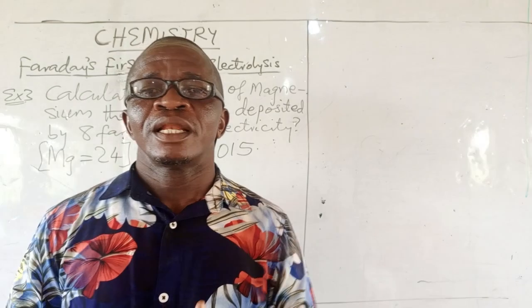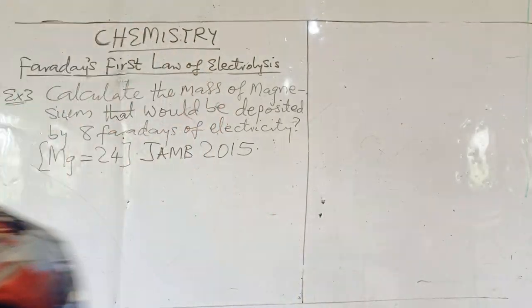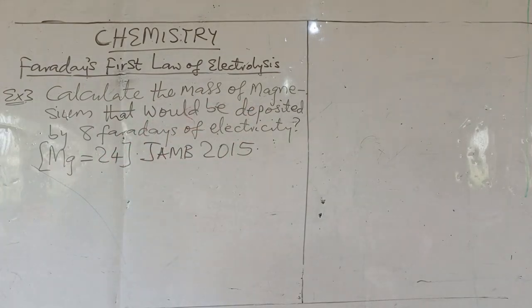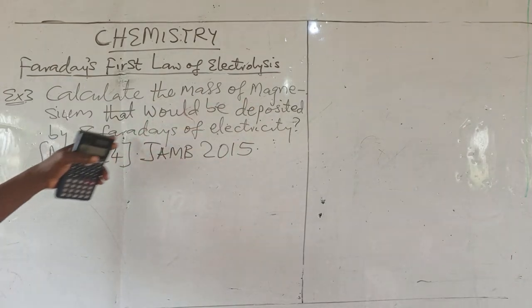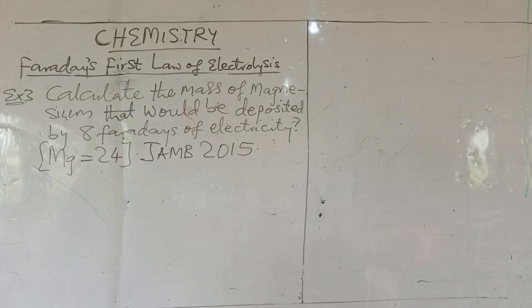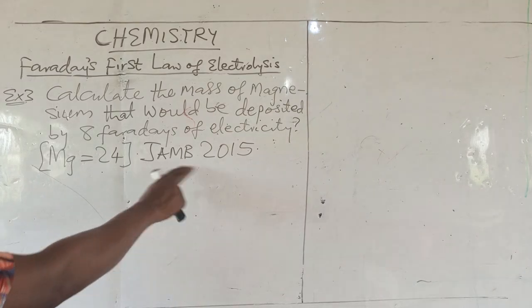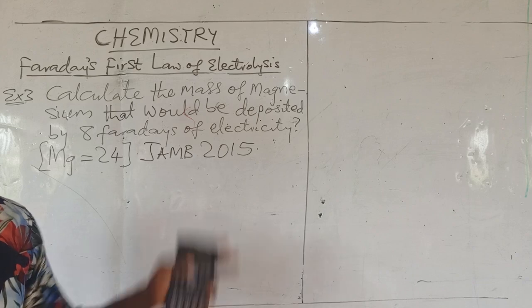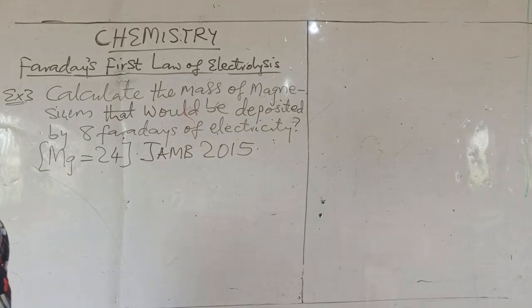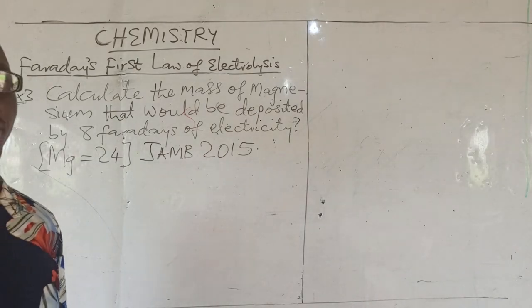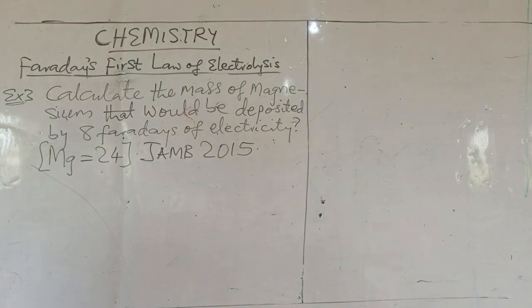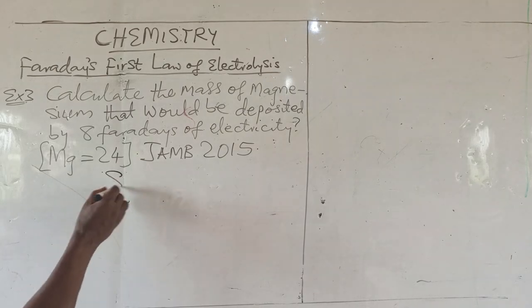Okay, let's go to question number 3. Calculate the mass of magnesium that would be deposited by 8 Faradays of electricity. Magnesium equals 24. This is a JAM question from 2015. Go there and check. Some of these questions that I've been treating are from past questions, either JAM, WAEC, NECO, etc. So go there and confirm. Okay, now solution.